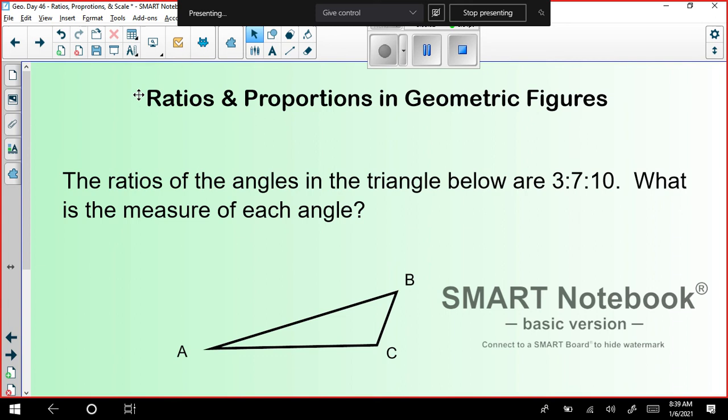Ratios and proportions in geometric figures. The angles in the triangle below are in the ratio of 3 is to 7 is to 10. What is the measure of each angle? I'll do a few problems, and then we will see differences between ratios and proportions, and then I'll ask you to work on a few problems on that. Let's see this particular problem where the ratios of the angles are given and they are asking us to find the angles.